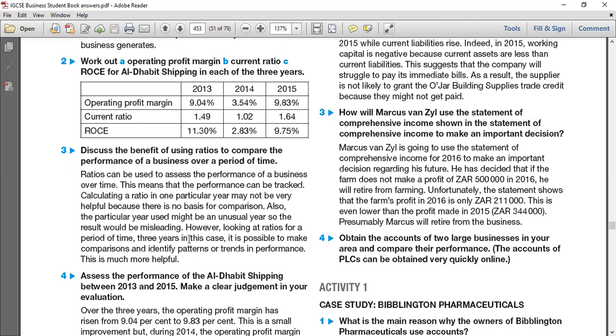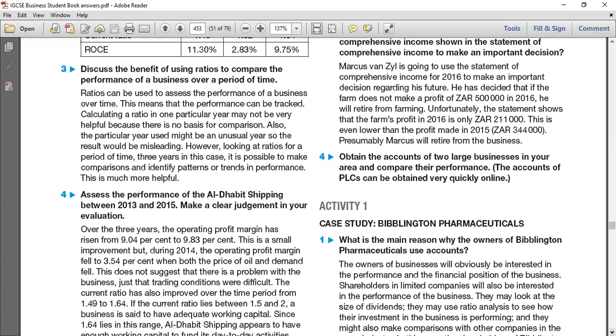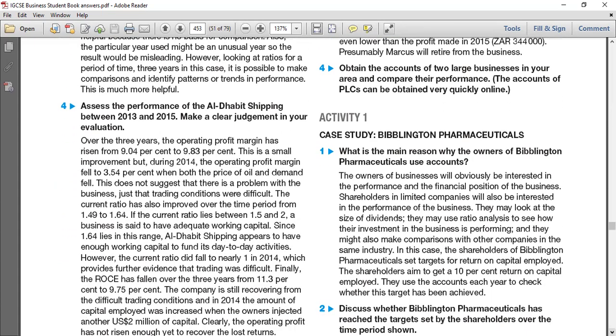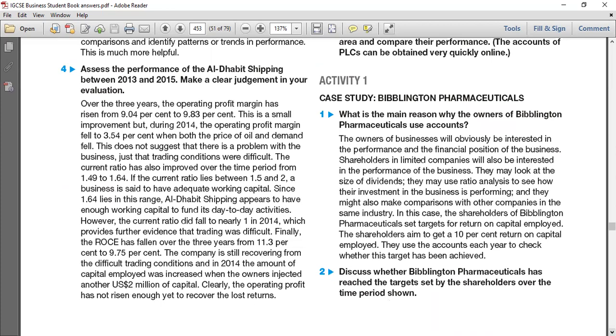However, if you're looking at the ratios for a period of time, like 3 years in this case, it is possible to make comparisons and identify the patterns or trends of the performance, and this is more helpful. Okay. The last question is a really important question, it's a clear judgment. They are talking about evaluating the performance of the shipping line, right? Okay. So, Divyan, can you read the answer?